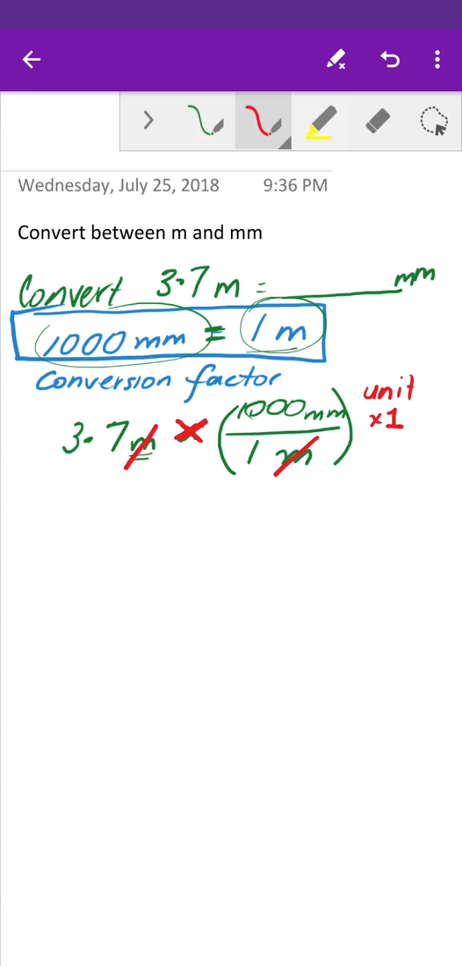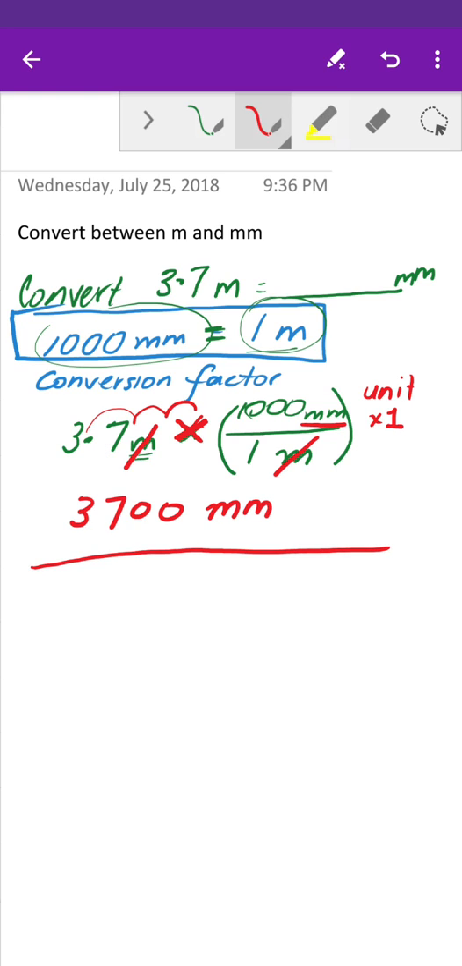And now we can go 3.7 times 1,000 divided by 1 is, when you times 1,000, the decimal goes jump, jump, jump. So it's 3,700. And the surviving unit is millimeters. So 3.7 meters is in fact 3.7 lots of 1,000 millimeters. And so that is one way to convert between meters and millimeters.